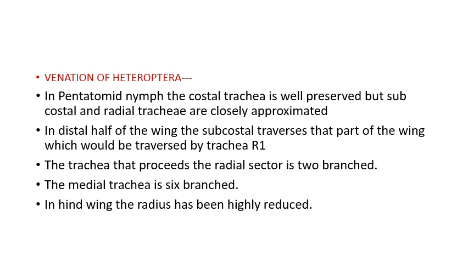Like in the Pentatomid nymph, the costal trachea is well preserved, but the subcostal and radial trachea are closely approximated. In the distal half of the wing, the subcostal traverses that part of the wing which should be traversed by the trachea R1. And the trachea that precedes the radial sector is two-branched. The medial trachea is six-branched. And in the hindwing, the radius has been highly reduced.